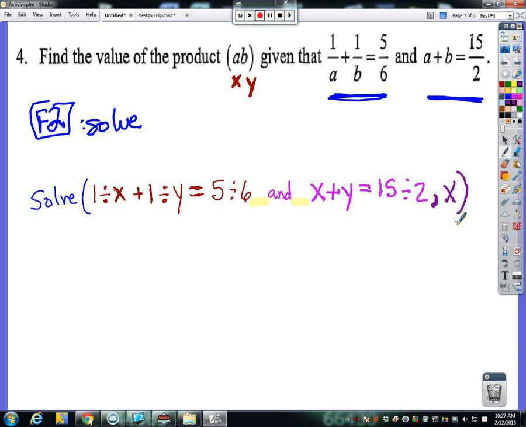Okay, so I want you guys to make sure you got that all typed in. I'm going to type it in my calculator real quick. So 1 divided by X plus 1 divided by Y equals 5 divided by 6, space and space.